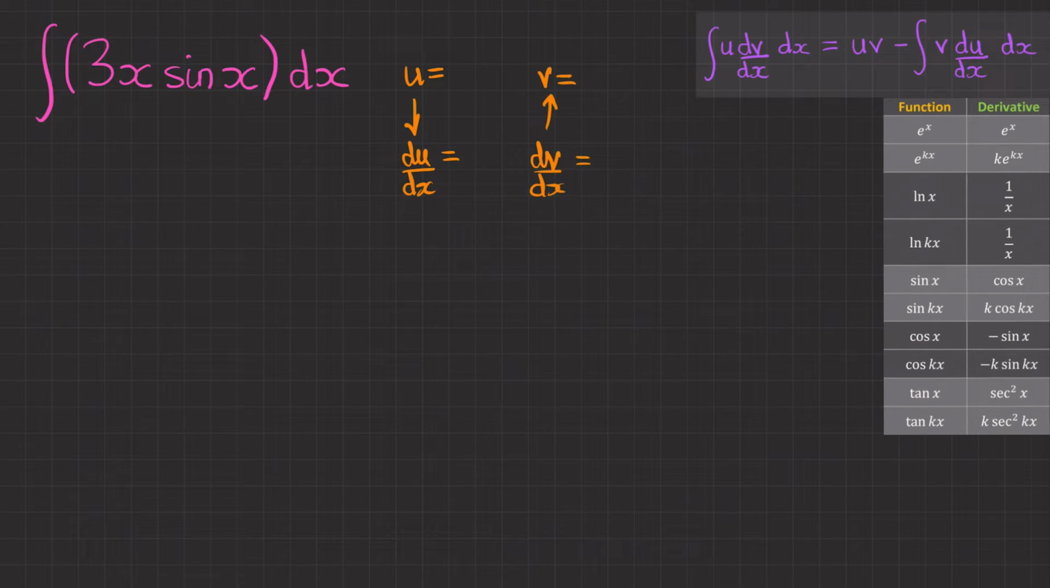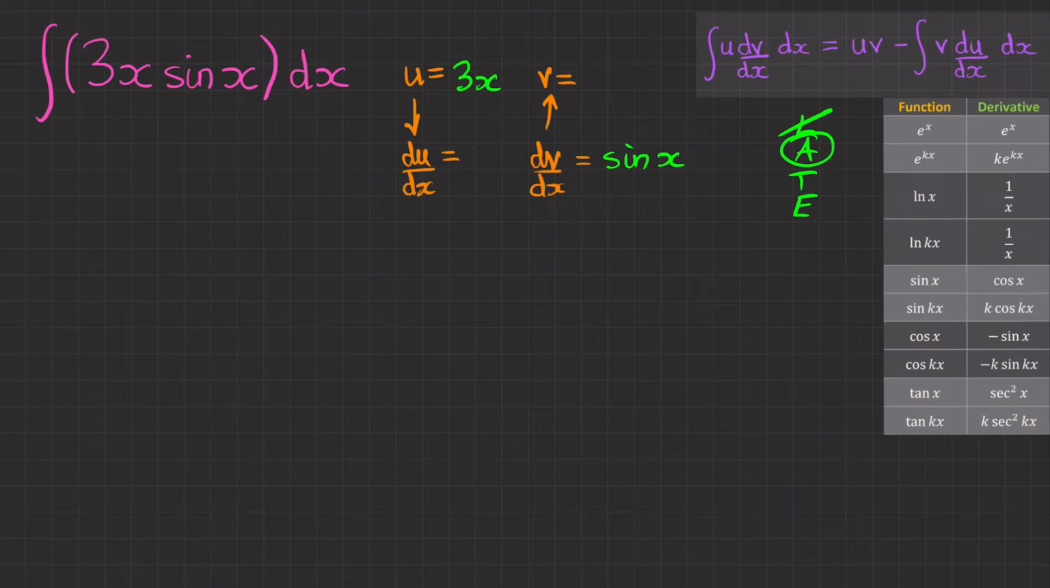Which is going to be our u value? Well, remember LIATE. Have we got any logarithms? We don't. Have we got any algebra? Yes, we do, so that'll be our u value, 3x. Therefore, our dv by dx value must be sine x.